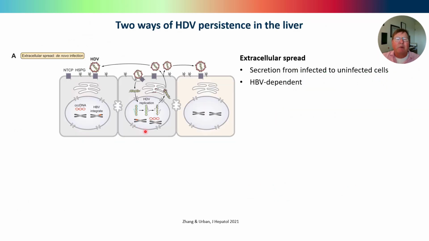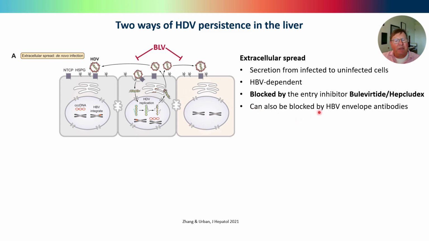This way of spreading leads to an amplification of the virus within the liver and between individuals by a co-infected cell. So virus comes in, virus comes out, can infect the next cell, can amplify if HBV is there, and can amplify further. It can also infect a non-HBV co-infected cell. And this process is blocked by an entry inhibitor like bulevirtide, but also by HBV envelope-specific antibodies.